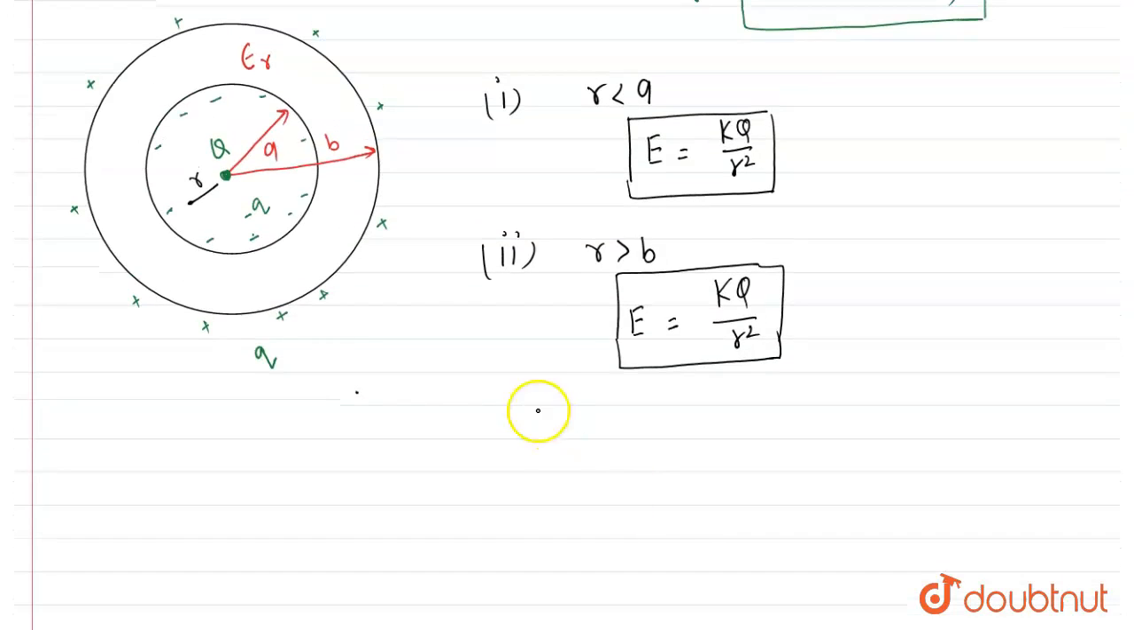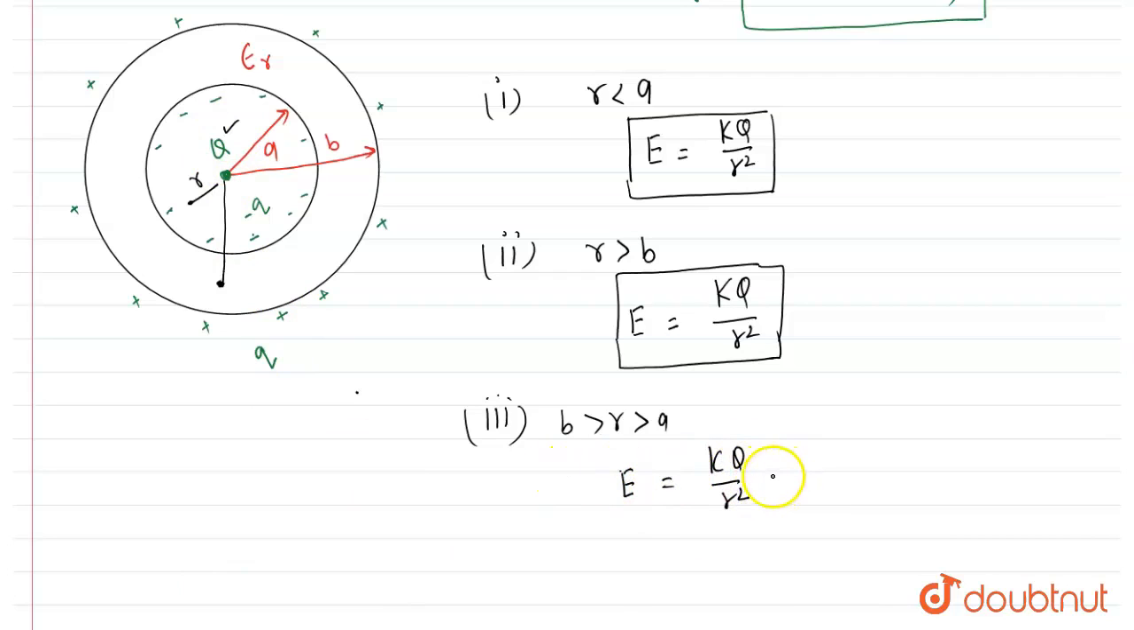Now we will find the electric field when r is greater than a and less than b. It means the point where we have to find the electric field will be in that region. At that point the electric field will be equal to the electric field due to the positive charge Q and due to the minus q charge. So the electric field at that point is equal to kQ upon r square, and the electric field due to the minus small q charge is kq upon r square.